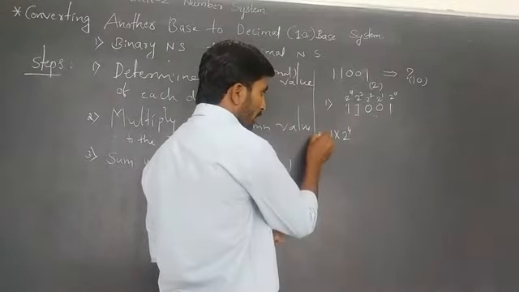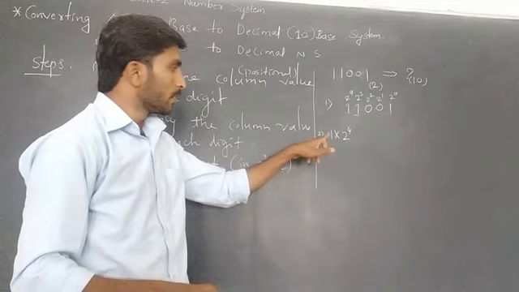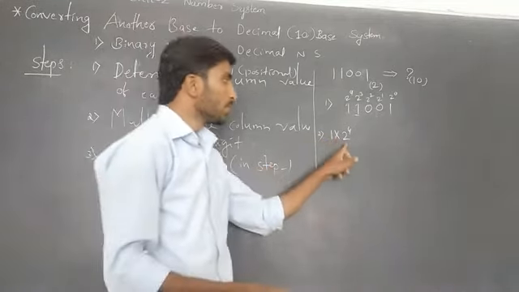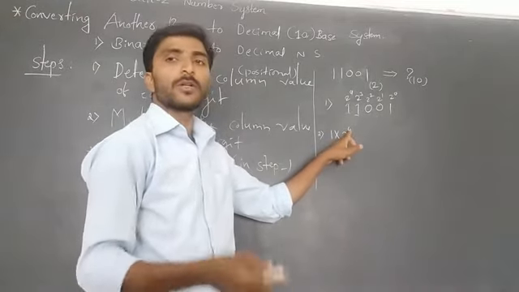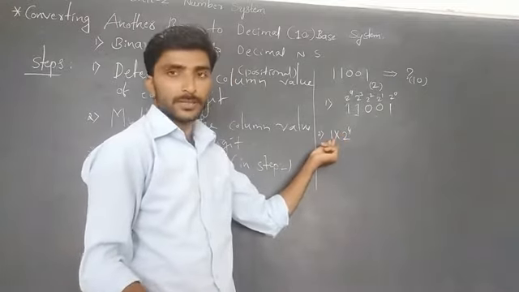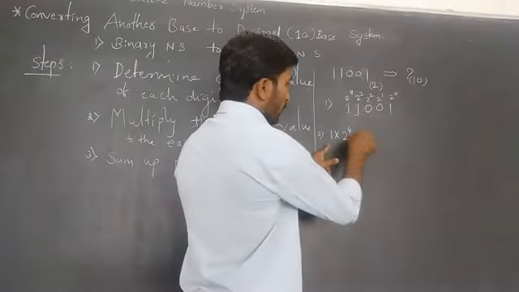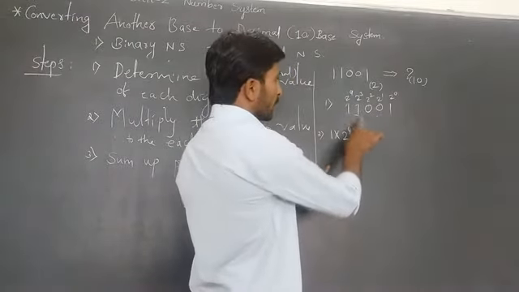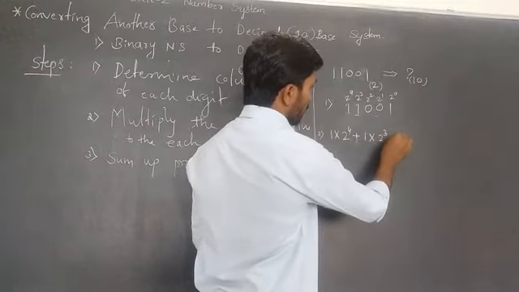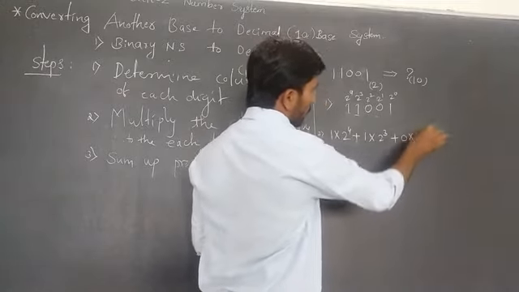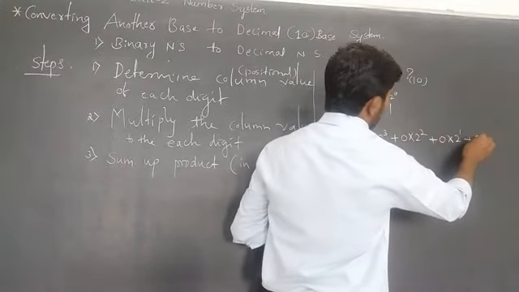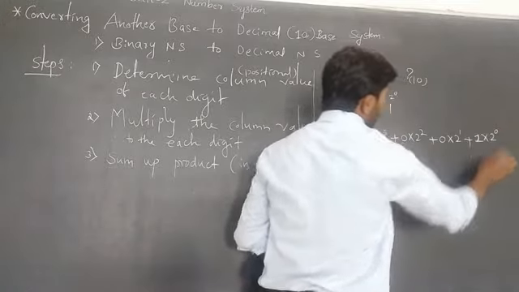This is the second step. Okay. You have to understand the second step. 1 is a digit of the number system, binary number system. 2 raised to 4 is a positional value or column value. Okay, I am multiplying the column value to each digit. Okay, so after that, you have to write plus. Then second number 1, then 2 raised to 3 plus 0 into 2 raised to 2 plus 0 into 2 raised to 1 and plus 1 into 2 raised to 0.